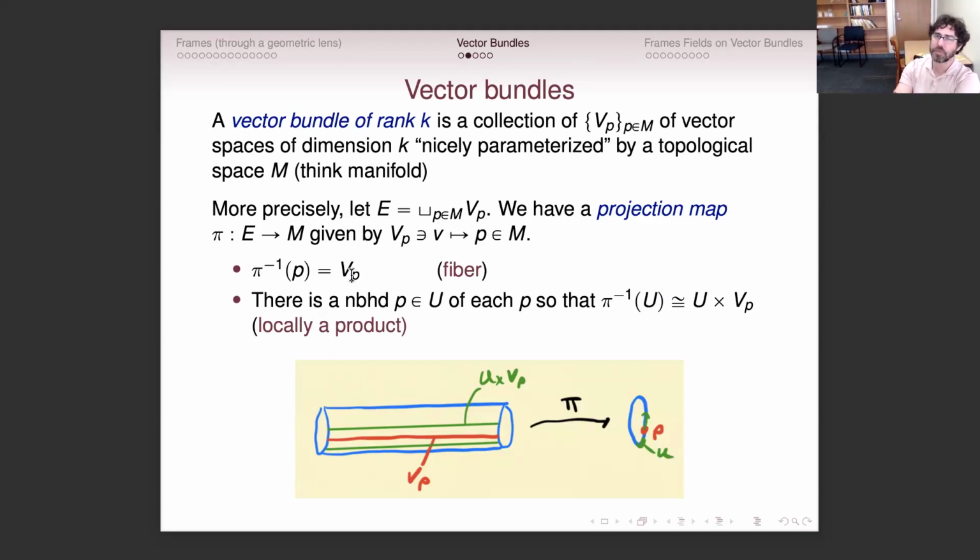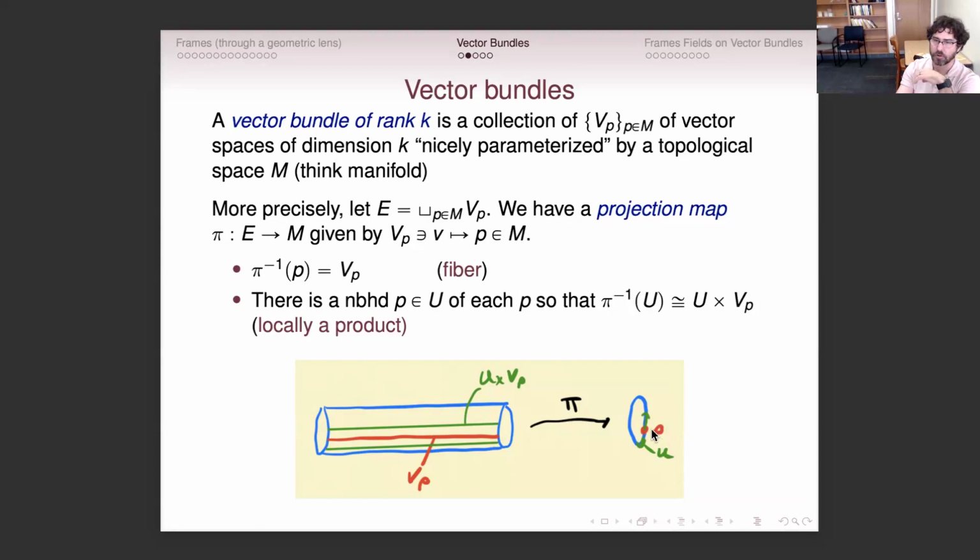And then the notion of being nicely parameterized means that for every point downstairs, there's going to be a little neighborhood so that if I look at the preimage of that neighborhood under the projection map, it's as simple as possible. It looks like the neighborhood I started with crossed with the fiber at P.